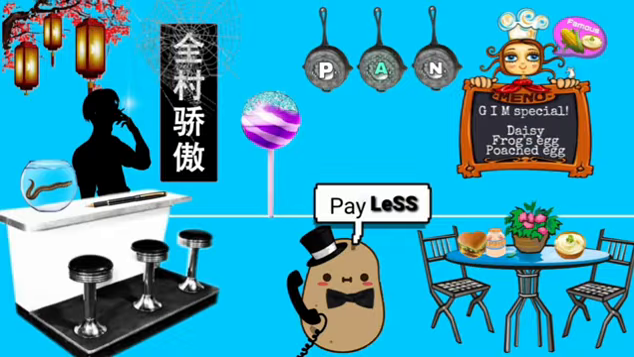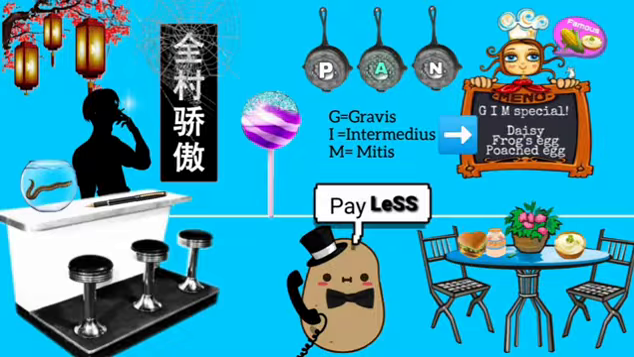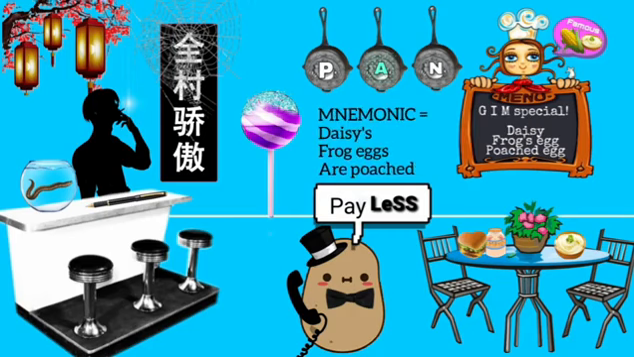So in this Chinese restaurant, there is a chef named Jim who has a special menu called Jim Special. The word Jim stands for gravis, intermedius, and mitis, which are the 3 biotypes of the Corynebacterium diphtheriae. And the Jim Special consists of daisy, frog's egg, poached eggs, which are the characteristic colony appearance of the 3 biotypes gravis, intermedius, and mitis respectively on blood potassium tellurite agar.